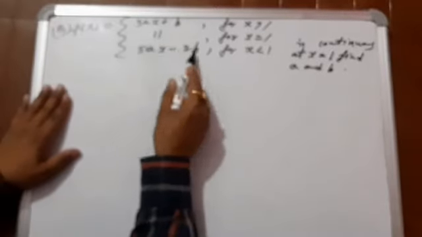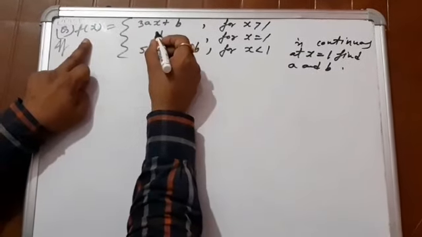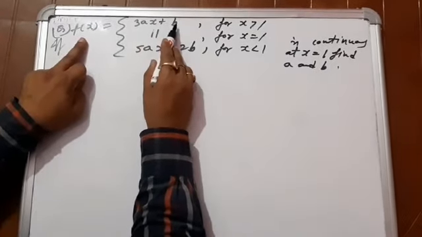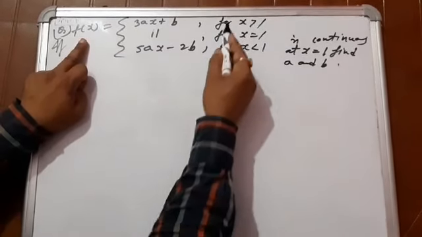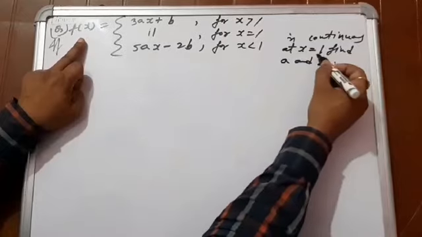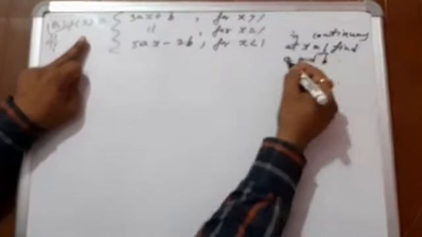Now come to the next question. Here there are two unknowns, a and b. The question is that the function f(x) is equal to 11 when x equals 1, 3ax + b for one condition, and 5ax - 2b for the other, and it is continuous at x equal to 1. Find a and b.